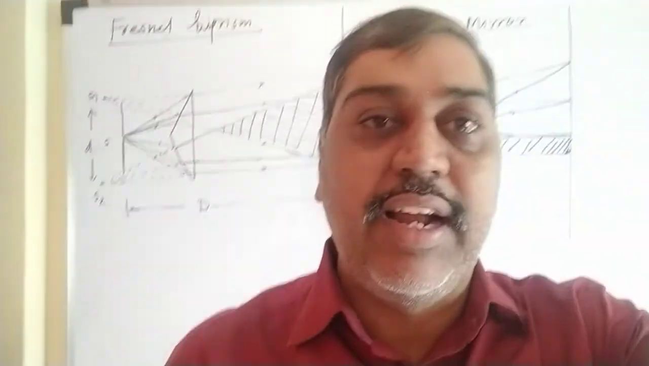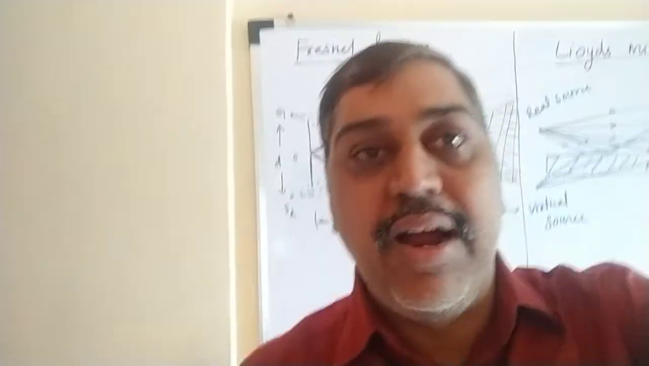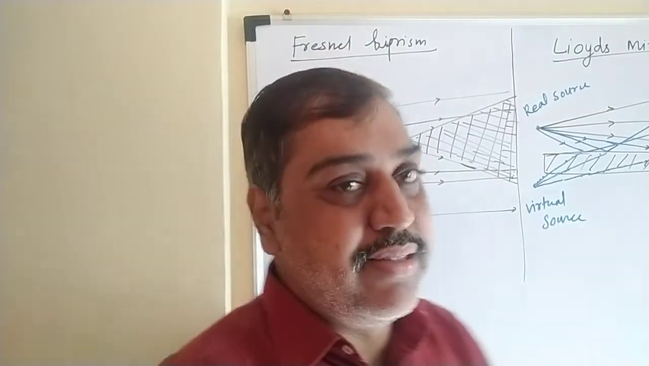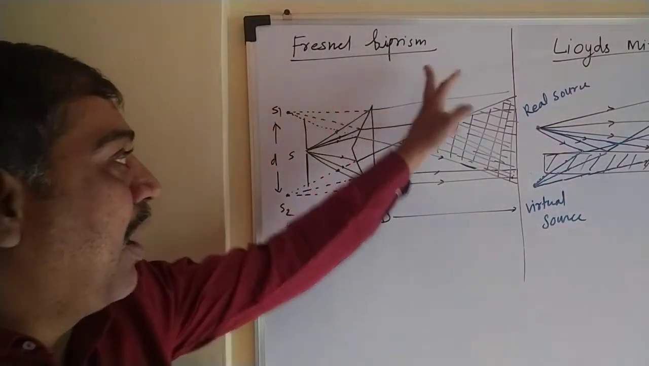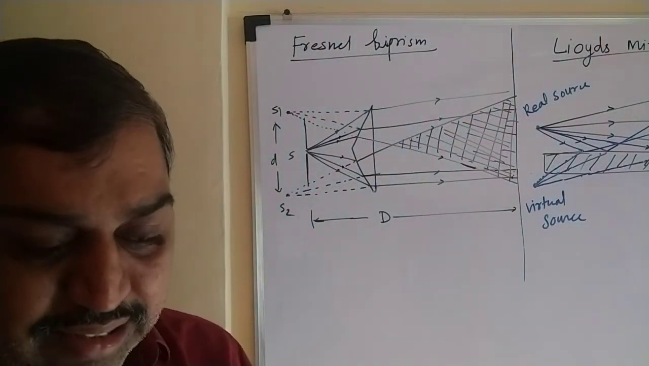So this is a method that is said to be Lloyd's mirror method to create two sources of light. Let's go to the second method, that is nothing but what? By using Fresnel biprism. So this is the second method, by using Fresnel biprism. What exactly is this method?